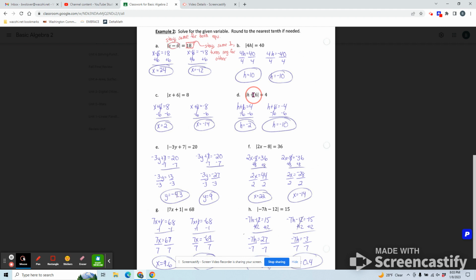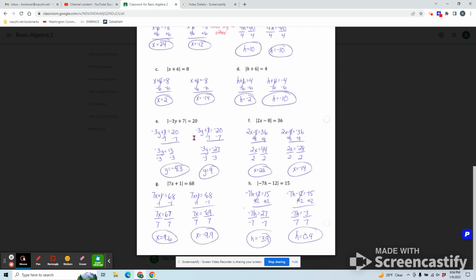Letter D, same thing. What's inside the absolute value stays the same. I drop it straight down. There's no absolute value bars in my equations. One's a positive 4, one's a negative 4. And this time when I solve, I get a negative 2 and a negative 10. And you're thinking, Mr. Slover, you can't have two negatives. But you can. Because if I plug in a negative 2 and if I plug in a negative 10, both of those are going to make this equation true. So that's okay that I got two negatives. It's okay if you get two positives. It's okay if you get one positive, one negative. It's okay if you get whole numbers. It's okay if you get fractions or decimals. All of that is okay.